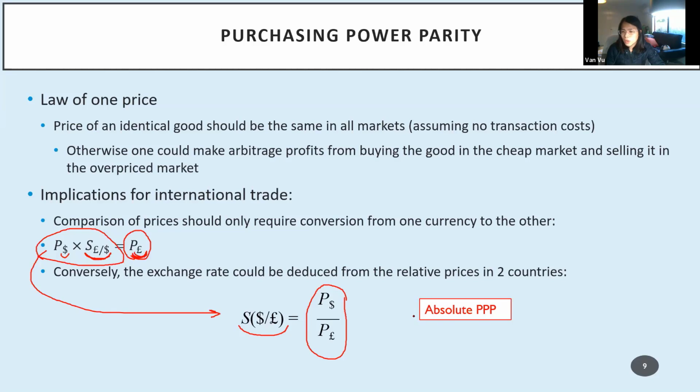So this is what we call an absolute PPP, or absolute purchasing power parity, because we are talking about price levels, okay? So whenever we talk about price levels, this is an absolute PPP. When we talk about price changes, then we talk about a relative PPP, okay?